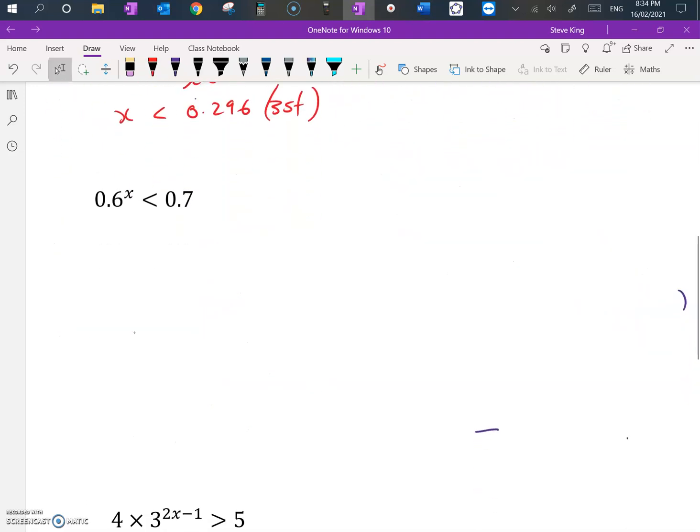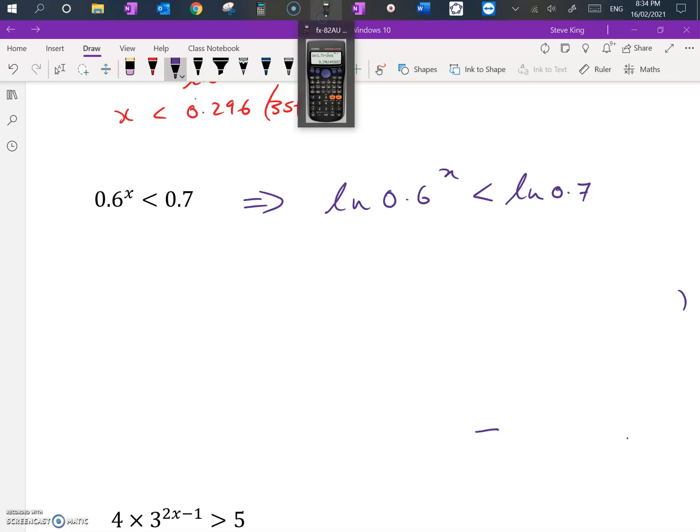Now, let's take a look at this situation. It looks very much like the previous one, Mr. King, you say. And yes, it does look very much like the previous one. So I'm going to take the natural log of 0.6 to the x. It must be less than the natural log of 0.7.